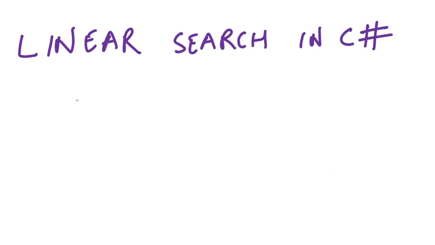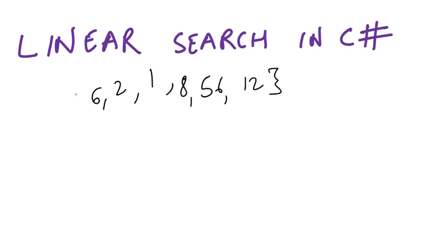Say I have a list that has some integers and I need to find a certain number. Say my key is 8. The way this algorithm works is you start sequentially comparing the element to be searched with the elements present in the list, and once you find it, you return it with the index. If it doesn't exist, you return a -1.